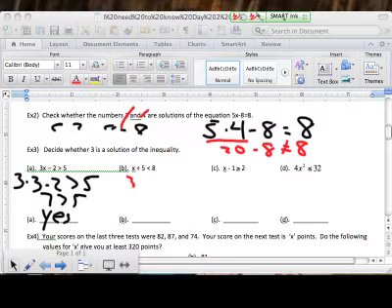Part B, 3 plus 5 less than 8. 8 is less than 8. That is false. 8 is not less than 8. 8 is equal to 8. So that's no. That is not a solution.